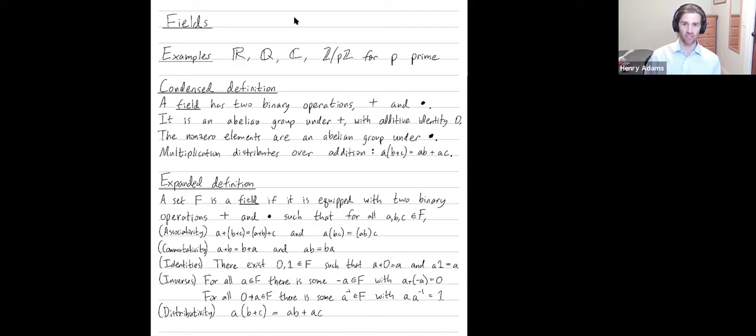A field has two operations, addition and multiplication. And the entire field has to be an abelian group under addition. Let's call the additive identity 0. If you remove 0 and you consider all the non-zero elements, that needs to be an abelian group under multiplication. Finally, we have one rule that tells how multiplication and addition relate, which is this distributive property. A times (B plus C) is equal to A times B plus A times C.